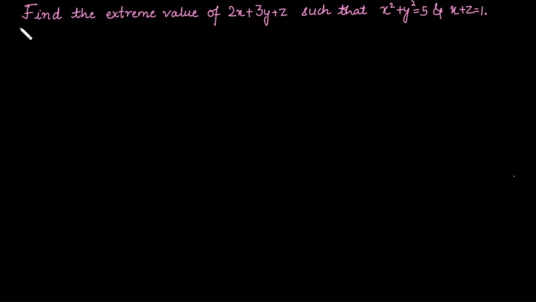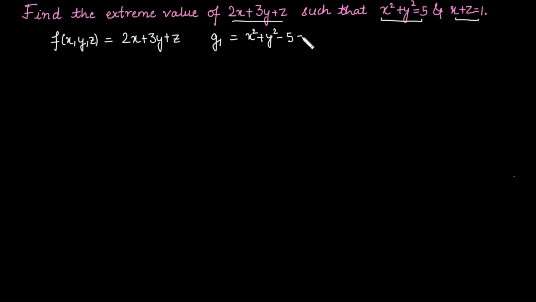Let's take another example. In this case, we need to find the extreme value of this function with these two conditions. Now we have two conditions, it means there are two multipliers. Here, the first step is again to identify the function. The function depends upon three variables, that is 2x plus 3y plus z. The first condition g1 is equal to x square plus y square minus 5 is equal to 0. The second condition is represented by g2, that is x plus z minus 1 is equal to 0.